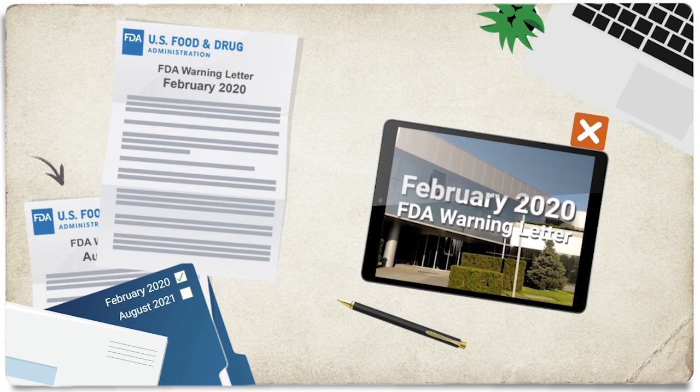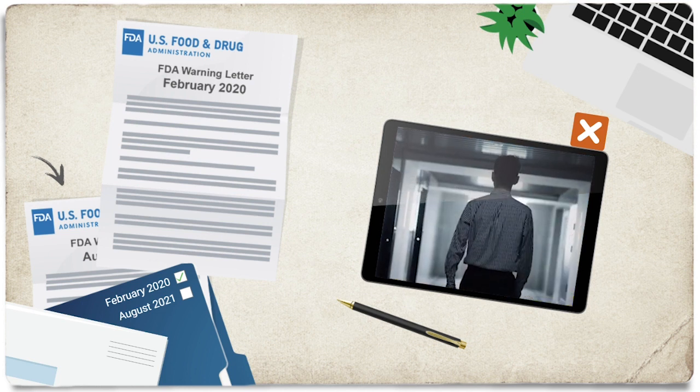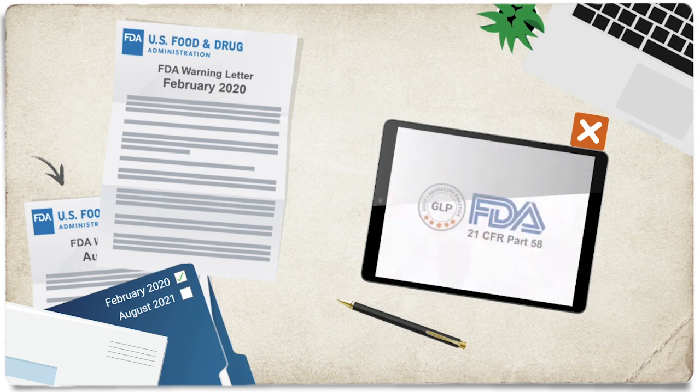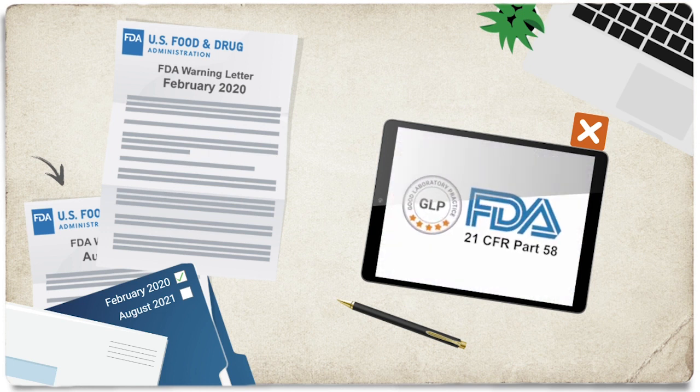A February 2020 warning letter following an FDA inspection of a biotechnology facility revealed serious violations of Title 21, Code of Federal Regulations, CFR, Part 58.